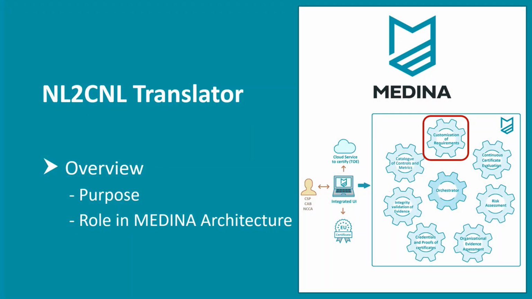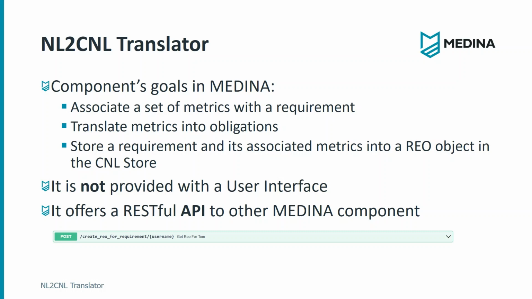The first component is called NL2CNL Translator. This component aims at associating a requirement with a set of security metrics that can be suitable to represent that requirement. Both requirements and metrics are expressed in natural language, so this component will also translate them into an intermediate language called Controlled Natural Language, or CNL.